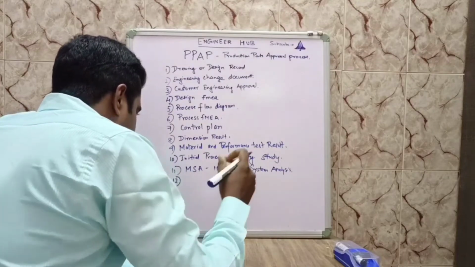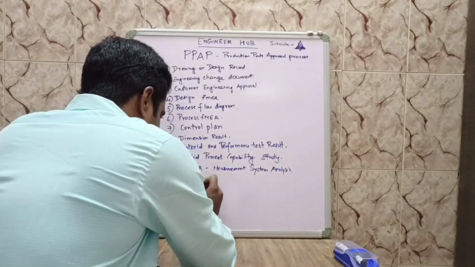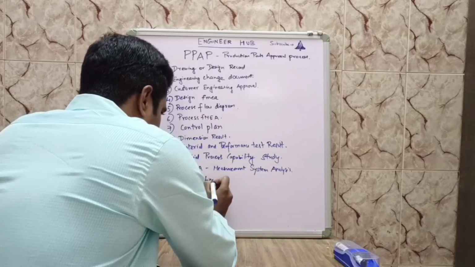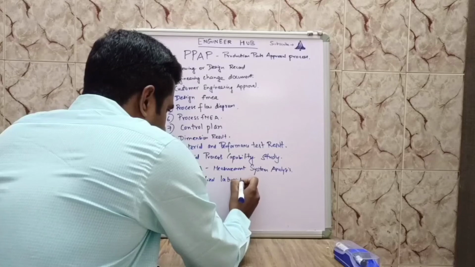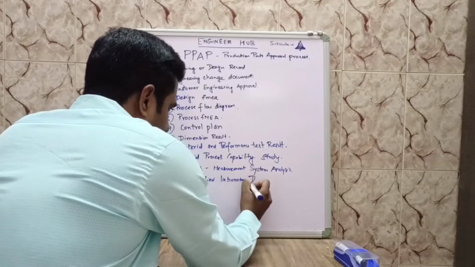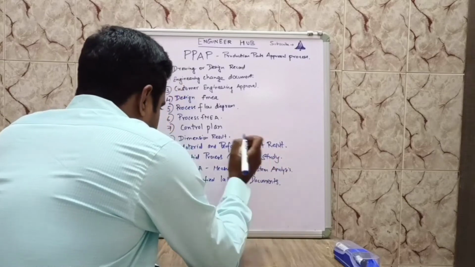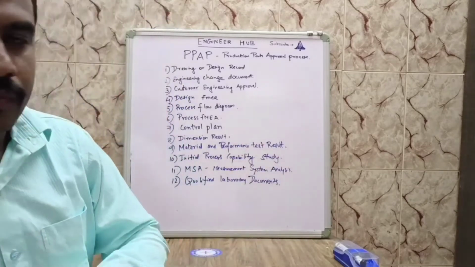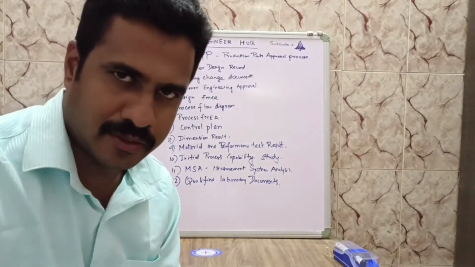So before bulk requirements, there is one more set of documents. It's called qualified laboratory documents. So what are the qualified laboratory documents?